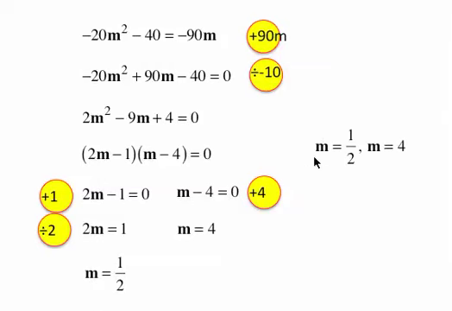When you put it into the program, you have to put them in increasing order, so smallest first, then larger. So m equals 1/2, comma, space, m equals 4. The other way you can answer is to put a solution set. So 1/2, comma, 4, but make sure it's smaller to larger. And that's how you solve a second degree equation.